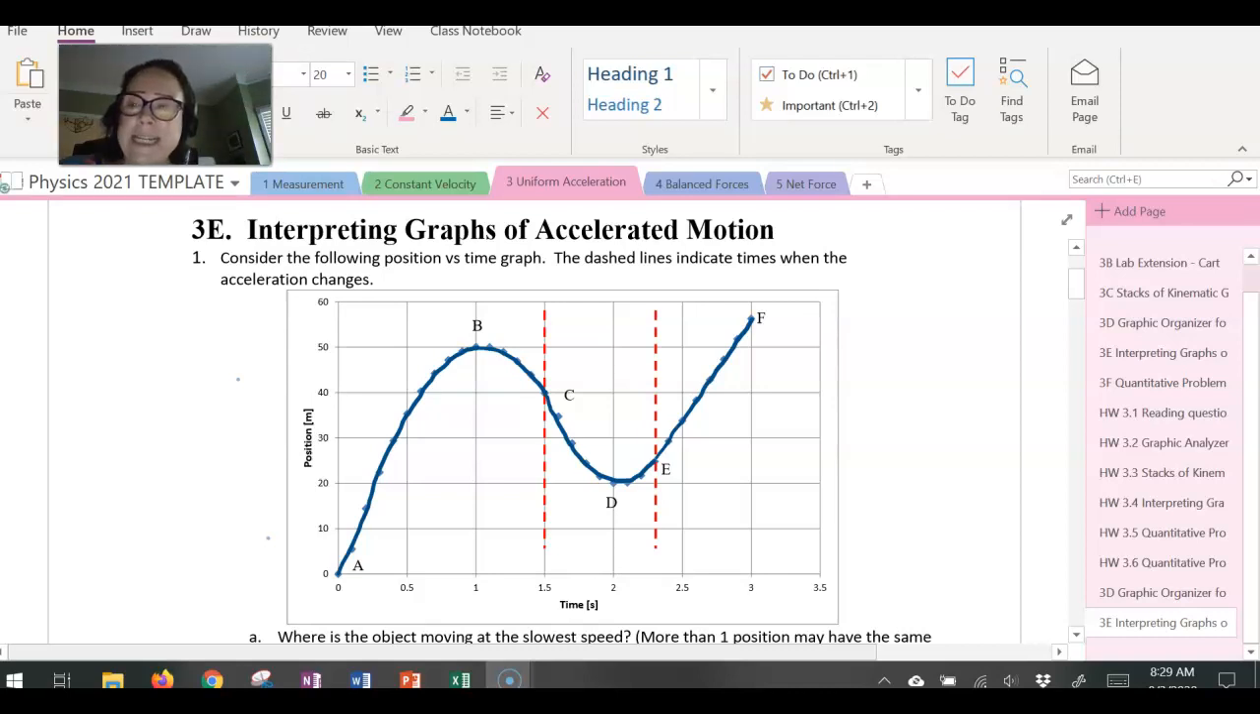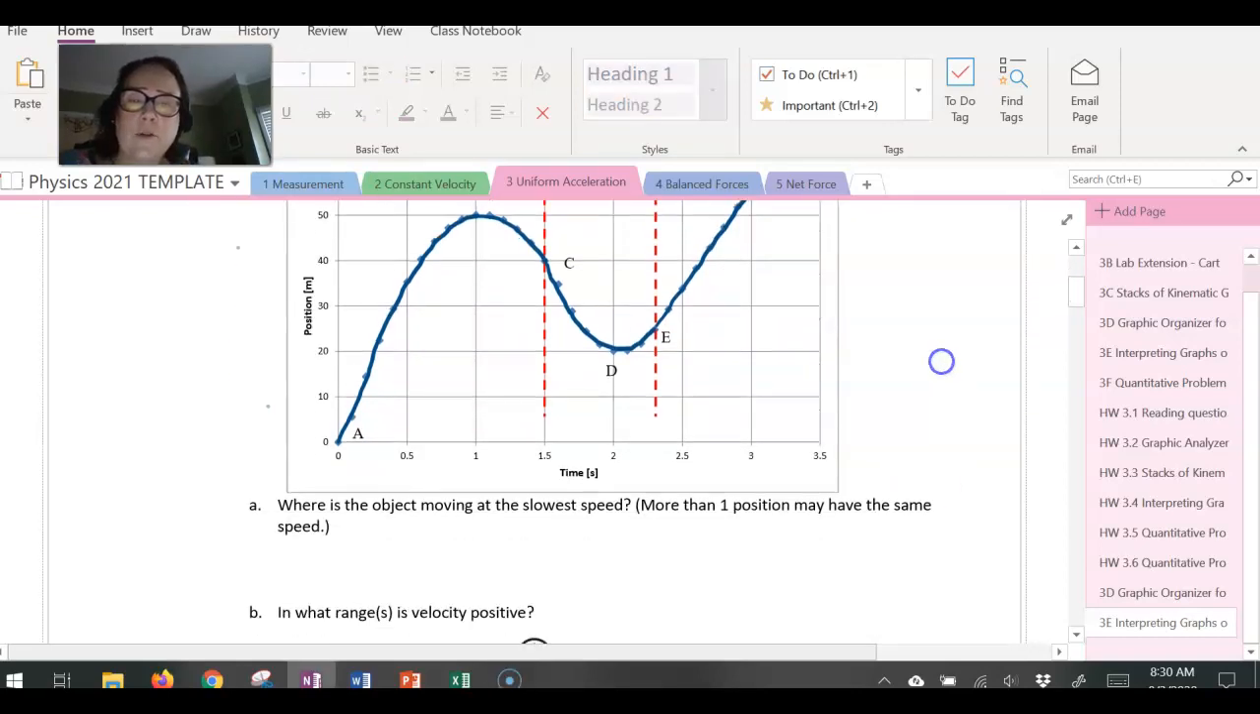Around point D, it turns around again and starts moving in the positive direction. For a little bit of time, it is picking up speed, it's speeding up, and then from E to F, it is linear, and so that looks like it's traveling at a constant speed at the end in the positive direction. Okay, let's answer these questions about this graph.